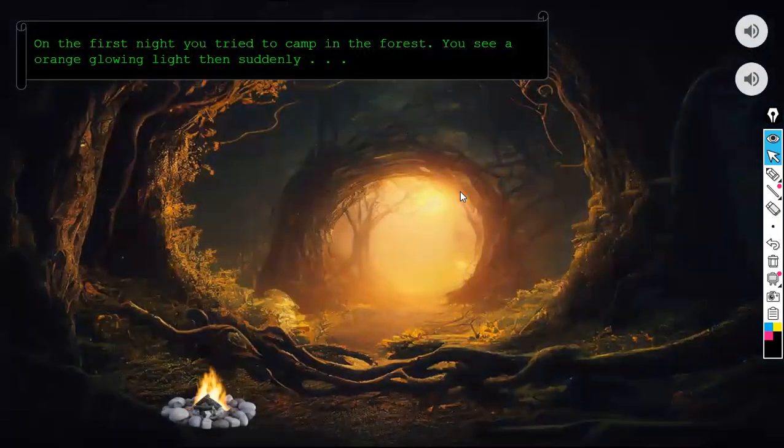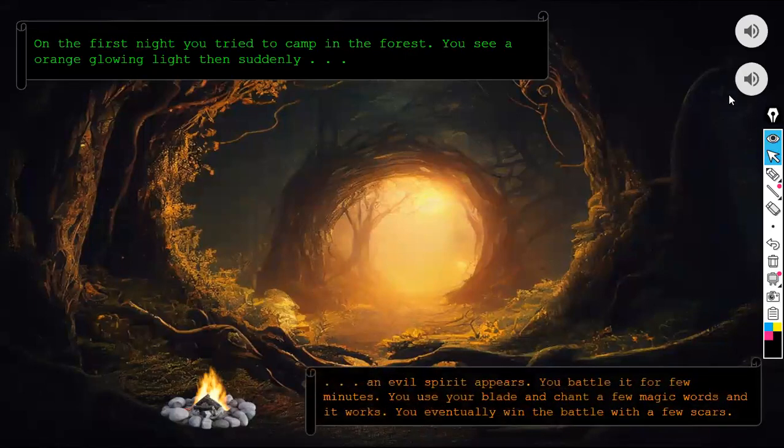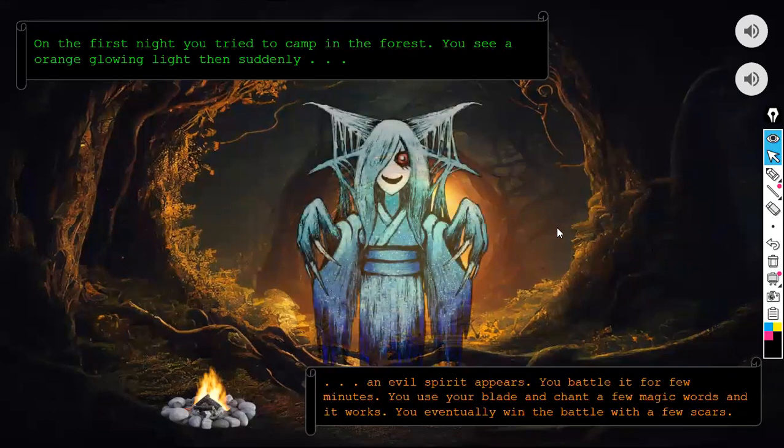All right. So we have a little cut scene here. All right. Next on your adventure, apparently if you put it tonight, so you come out to the forest and you see an orange glowing light, and then suddenly an evil spirit appears. Let's see how your stats update.